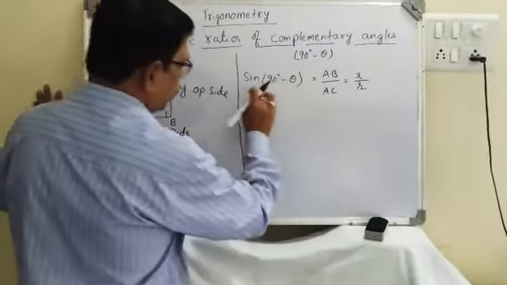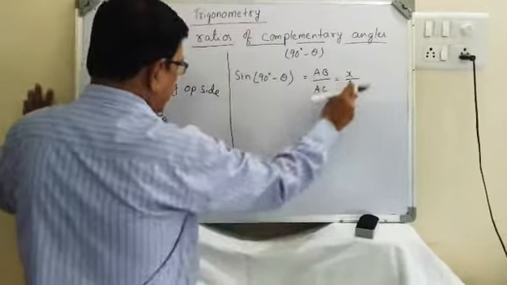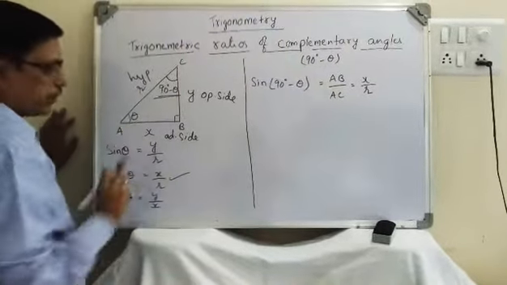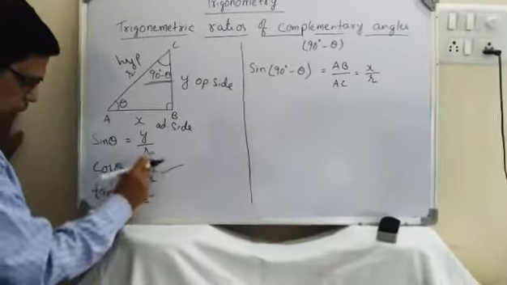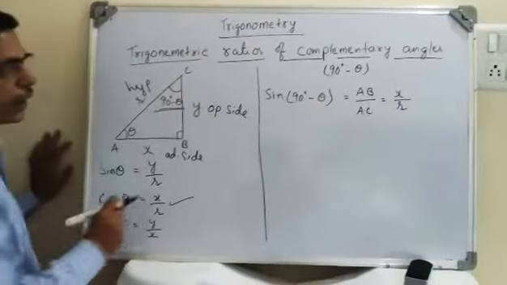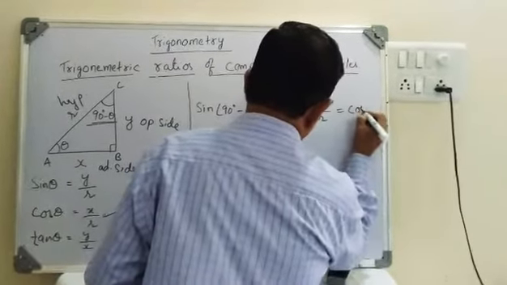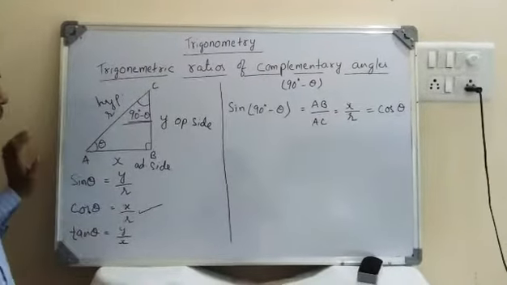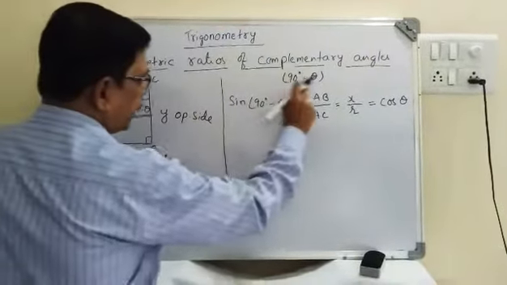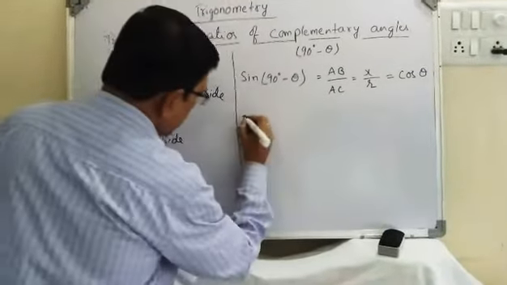Therefore here I wrote sin 90 minus theta is equal to AB by AC, that is x by r. This is x and this is r. Now if you see this table, x by r is equal to what? X by r is equal to cos theta. Therefore sin 90 minus theta is equal to cos theta. So you remember the ratio of 90 minus theta, sin 90 minus theta is equal to cos theta.